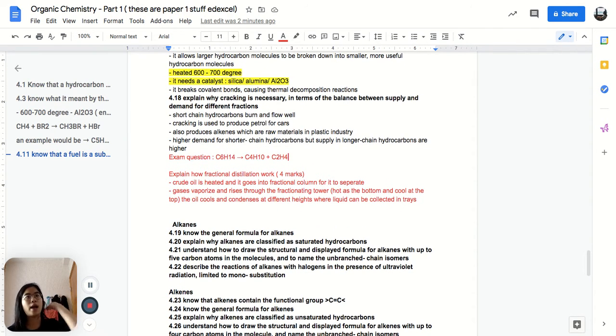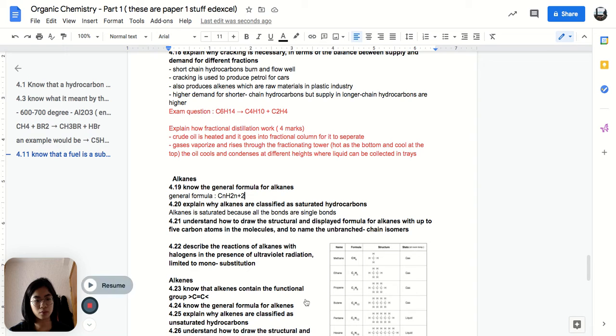One of the questions that I get asked the most is probably explain how fractional distillation works. One of the most famous questions that they love to ask you is explain how fractional distillation works. It usually is a 3, 4 or 5 mark question. So this is what I would say if it's a 4 mark: crude oil is heated and it goes into the fractionating column for it to separate. That literally gives you 2 marks, because heated gives you 1 mark, goes into the fractionating column to separate, the 2nd mark.